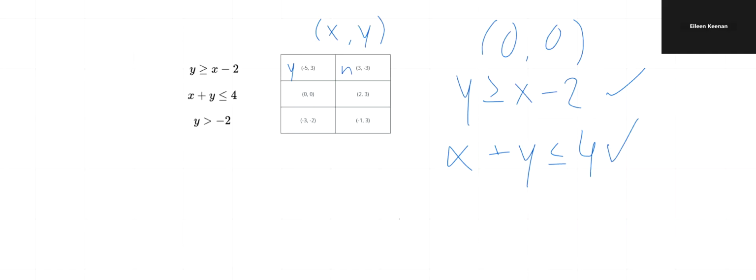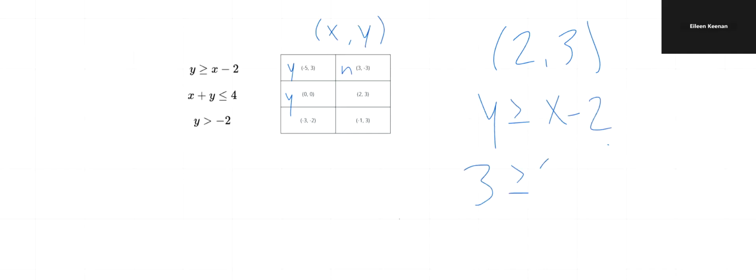So y is greater than -2. Our y is 0. Is 0 greater than -2? Yes, so it checks out. So that is part of our solution. So now let's look at the point 2, 3. Y is greater than or equal to x minus 2. 3 is greater than or equal to 2 minus 2. 3 is greater than or equal to 0. 3 is greater than 0, so it checks out.